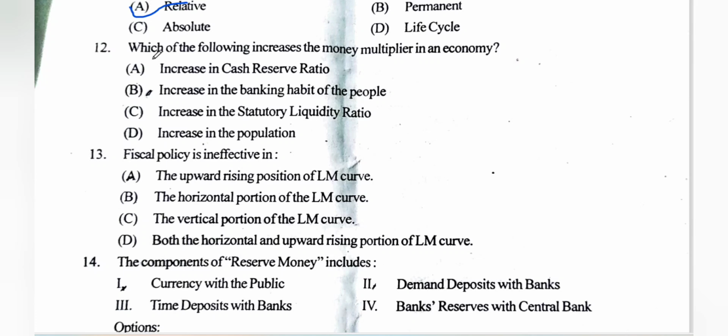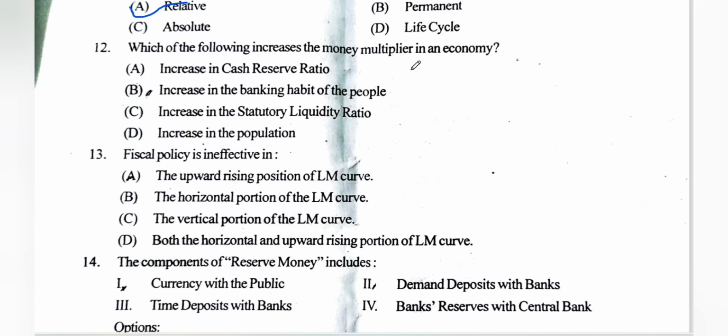Question number 12. Which of the following increases the money multiplier in an economy? Option A, increase in cash reserve ratio. Option B, increase in the banking habit of the people. Option C, increase in the statutory liquidity ratio. Option D, increase in the population. Let us start with option A, the increase in cash reserve ratio.